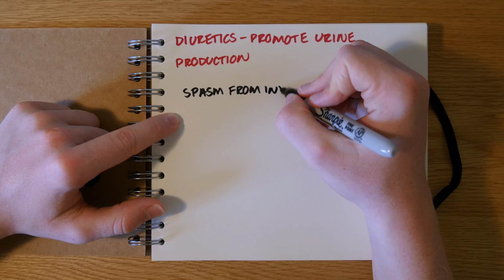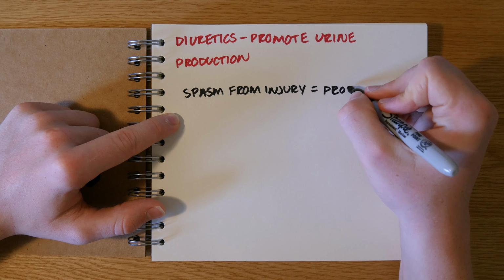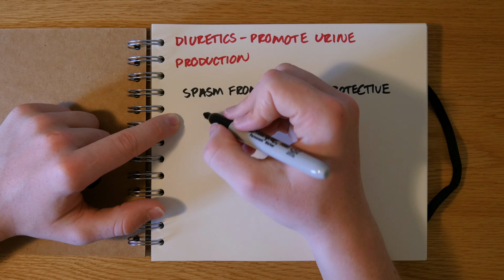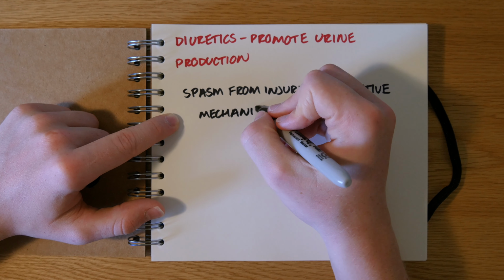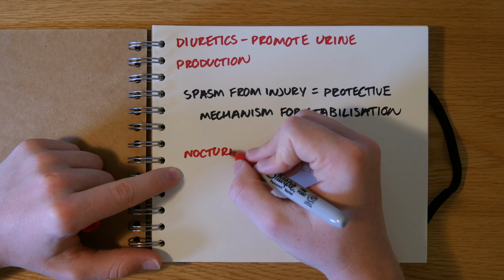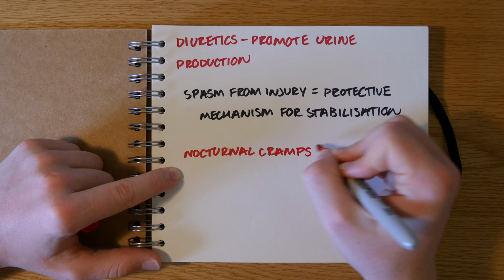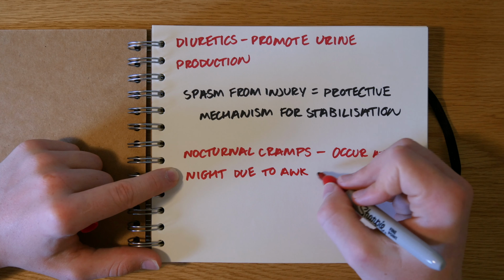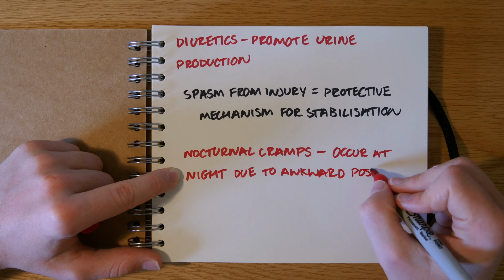Another thing which may induce muscle spasms is injury, as the muscle may spasm as a protective mechanism to help minimize movement and stabilize the area. Nocturnal cramps are less well understood and could potentially be a result of sitting or sleeping in an awkward position, or an alternative underlying health condition.